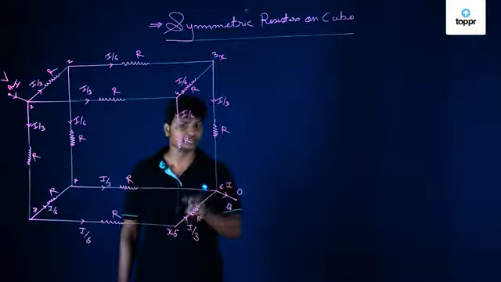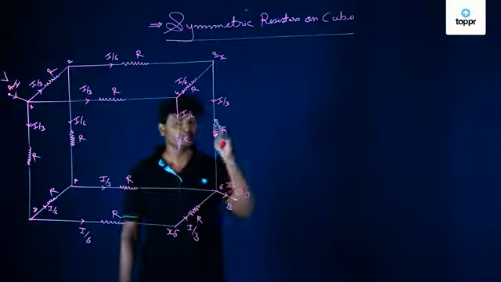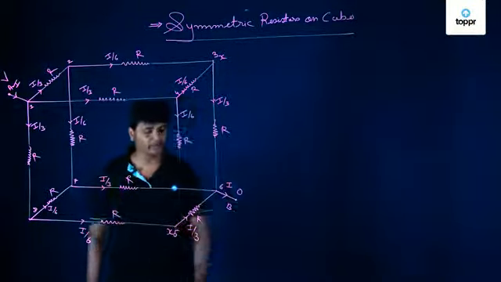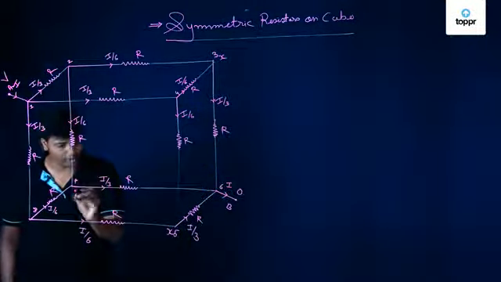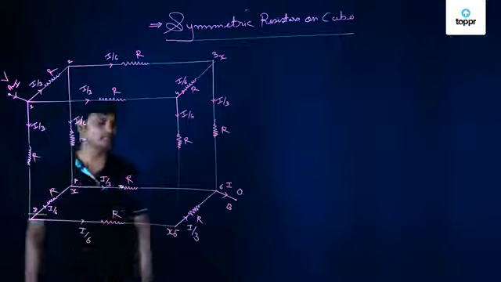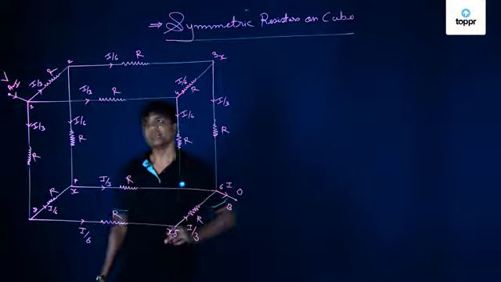I into R by 3. The potential difference is same. That's the reason why this point 3, if it is at potential x, then this point 5 will also be at potential x. And this point 7 will also be at potential x. Right? Okay.